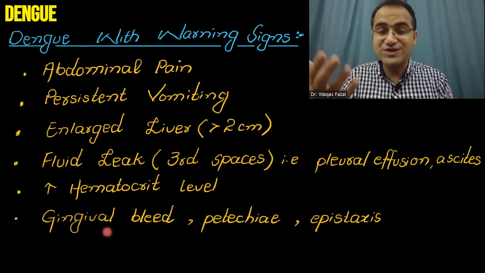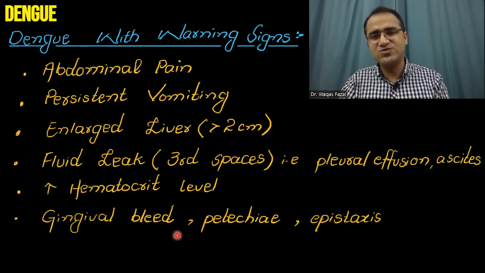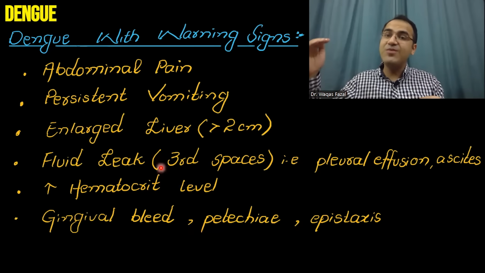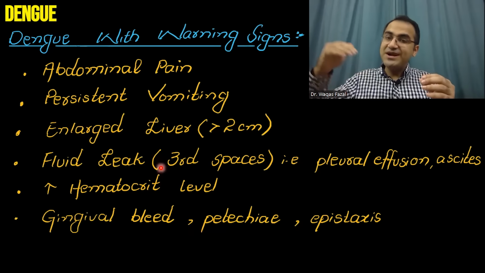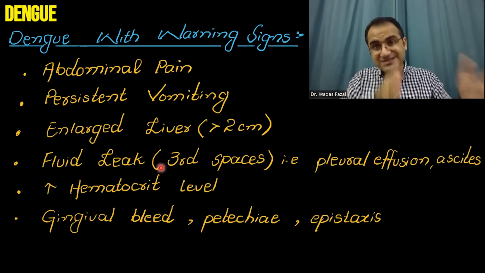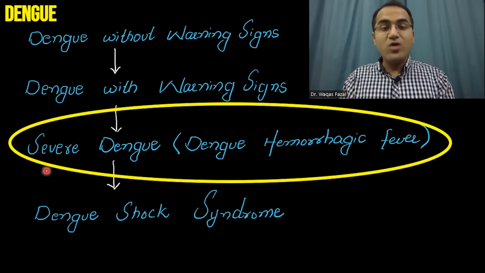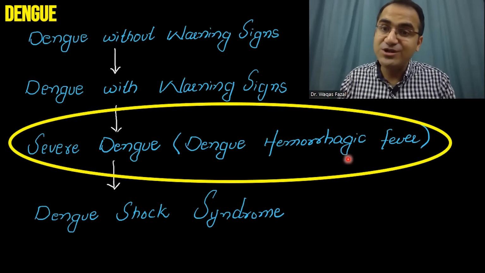The patient will develop thrombocytopenia, gingival bleed, petechiae, epistaxis. So these are the warning signs and they usually appear in the critical period. As soon as the patient's fever subsides, the patient is at risk of developing these warning signs. So this was dengue with warning signs. Now coming to severe dengue hemorrhagic fever.